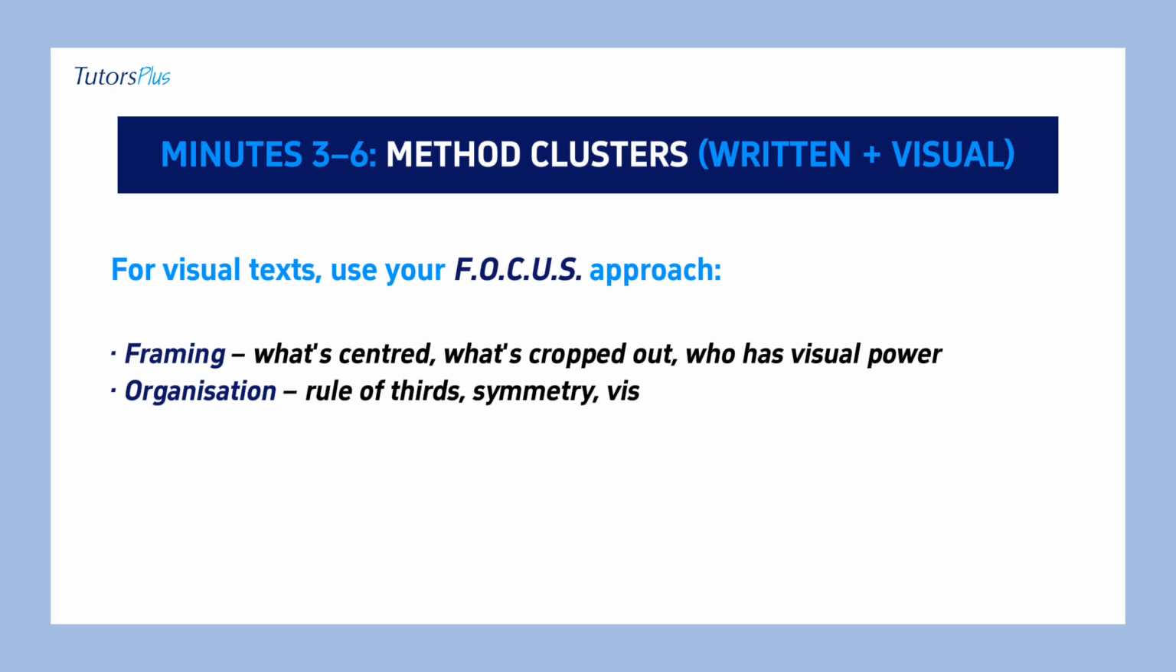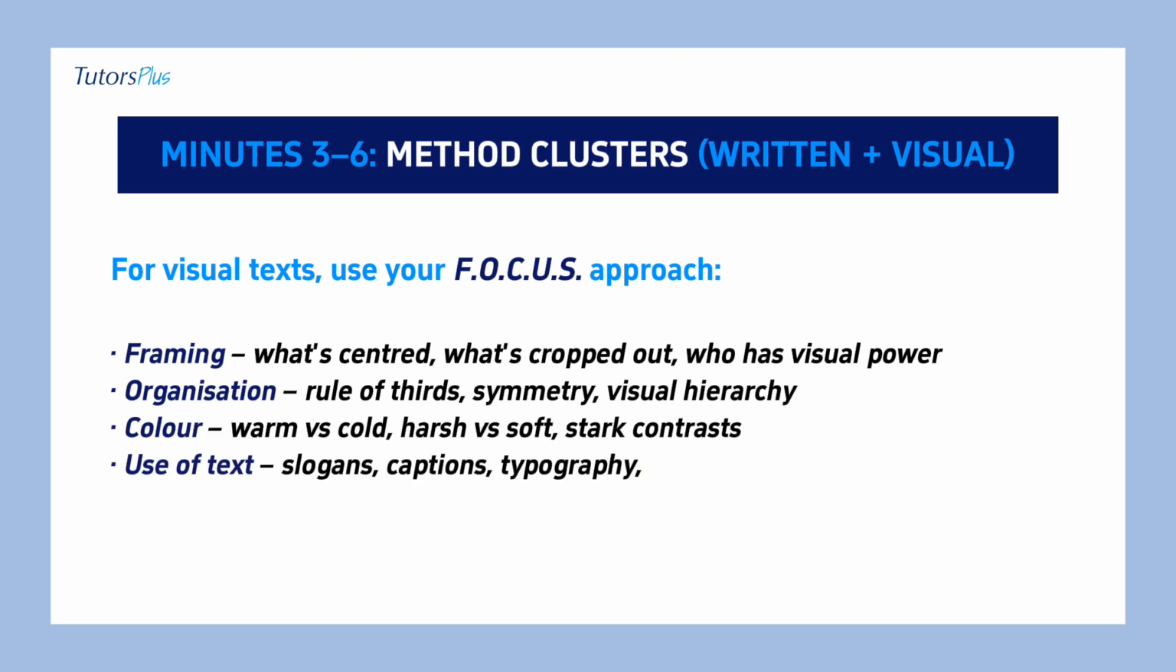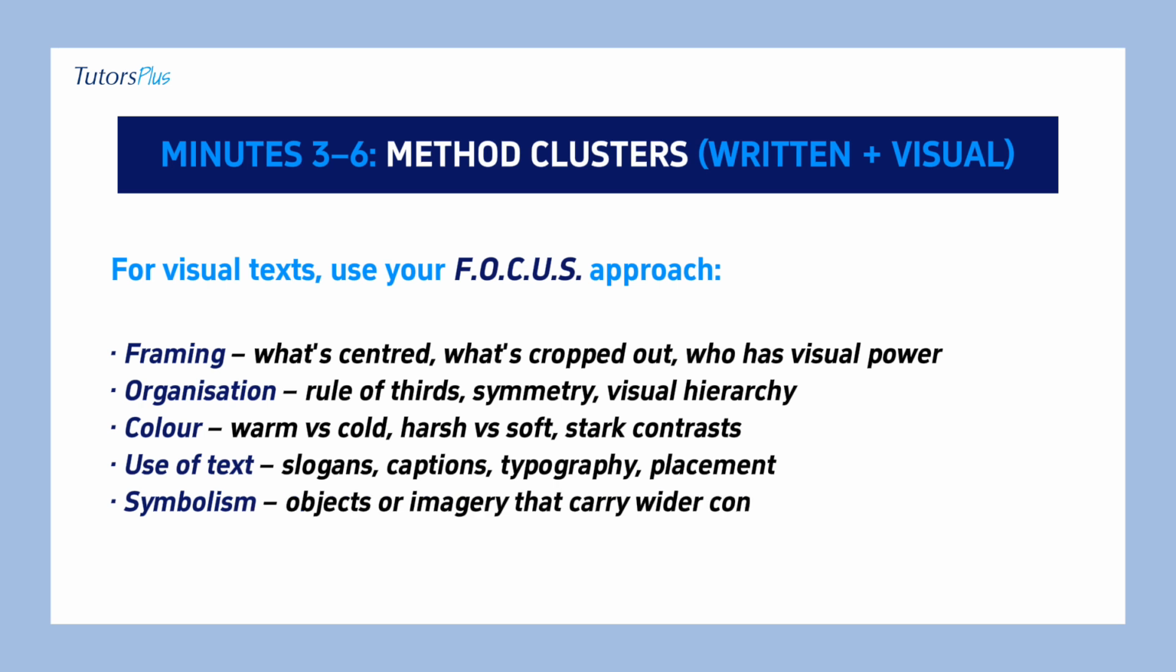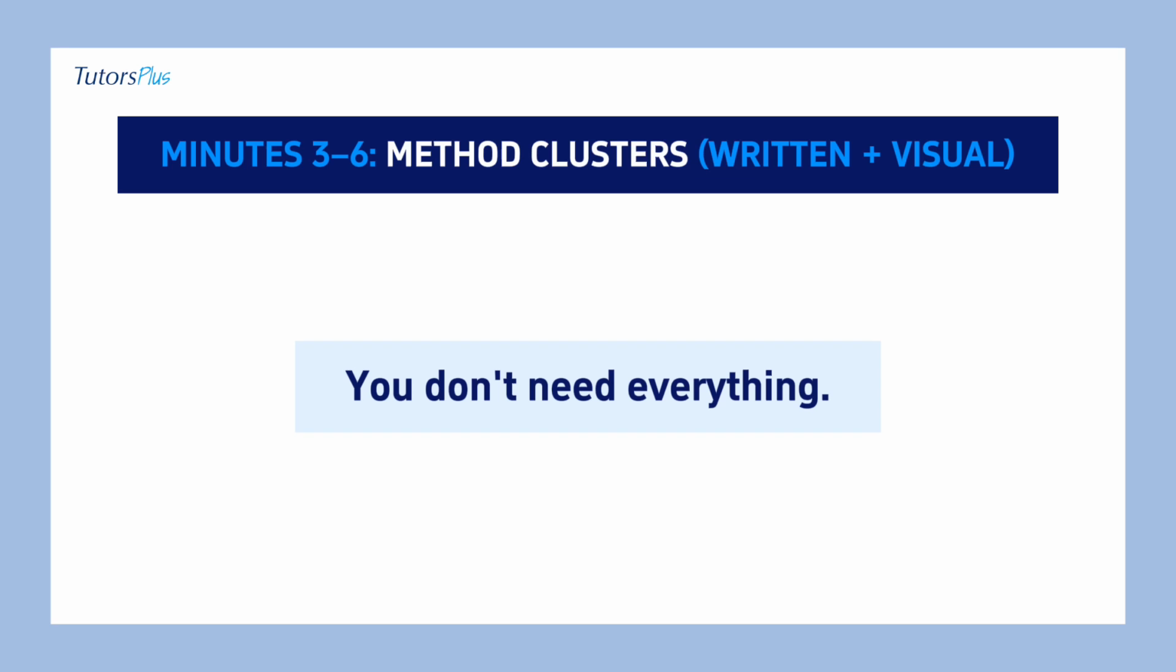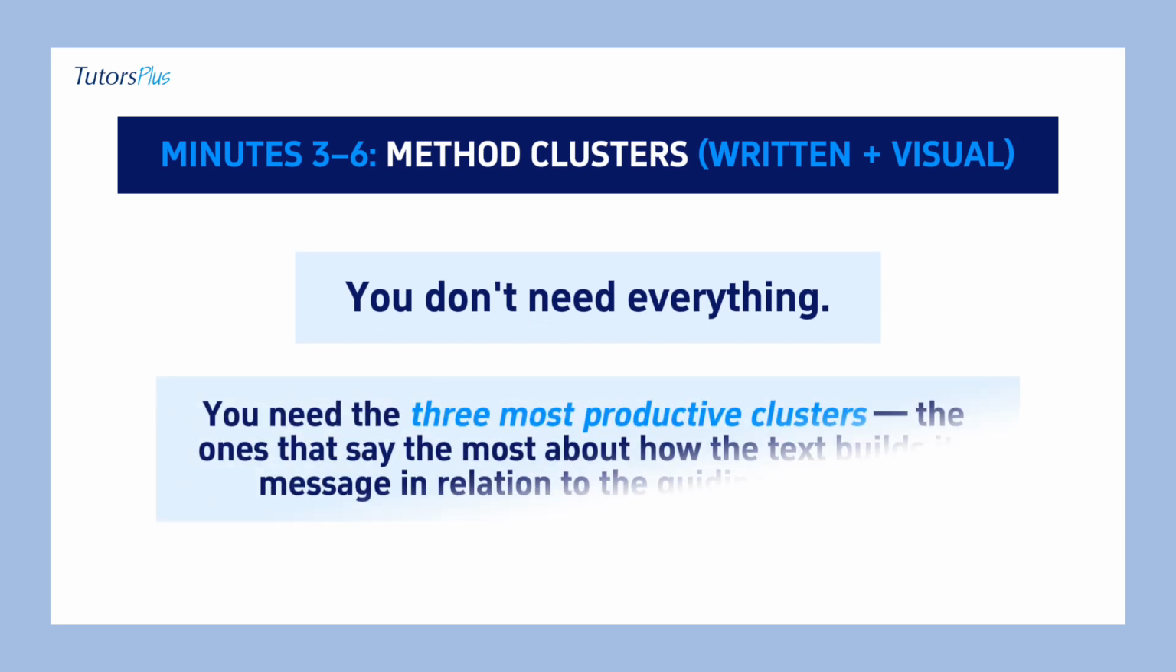And for visual text, use your focus approach: the framing, the organization, the color. So what's centered, what's cropped out, who has the visual power? The rule of thirds, the symmetry, the visual hierarchy. The color, is it warm versus cold, harsh versus soft? The use of text, slogans, captions, typography, and the symbolism, the objects or the imagery that carry wider conceptual weight. And remember, you don't need everything. You just need the 3 most productive clusters, the ones that say the most about how the text builds its message in relation to the guiding question.